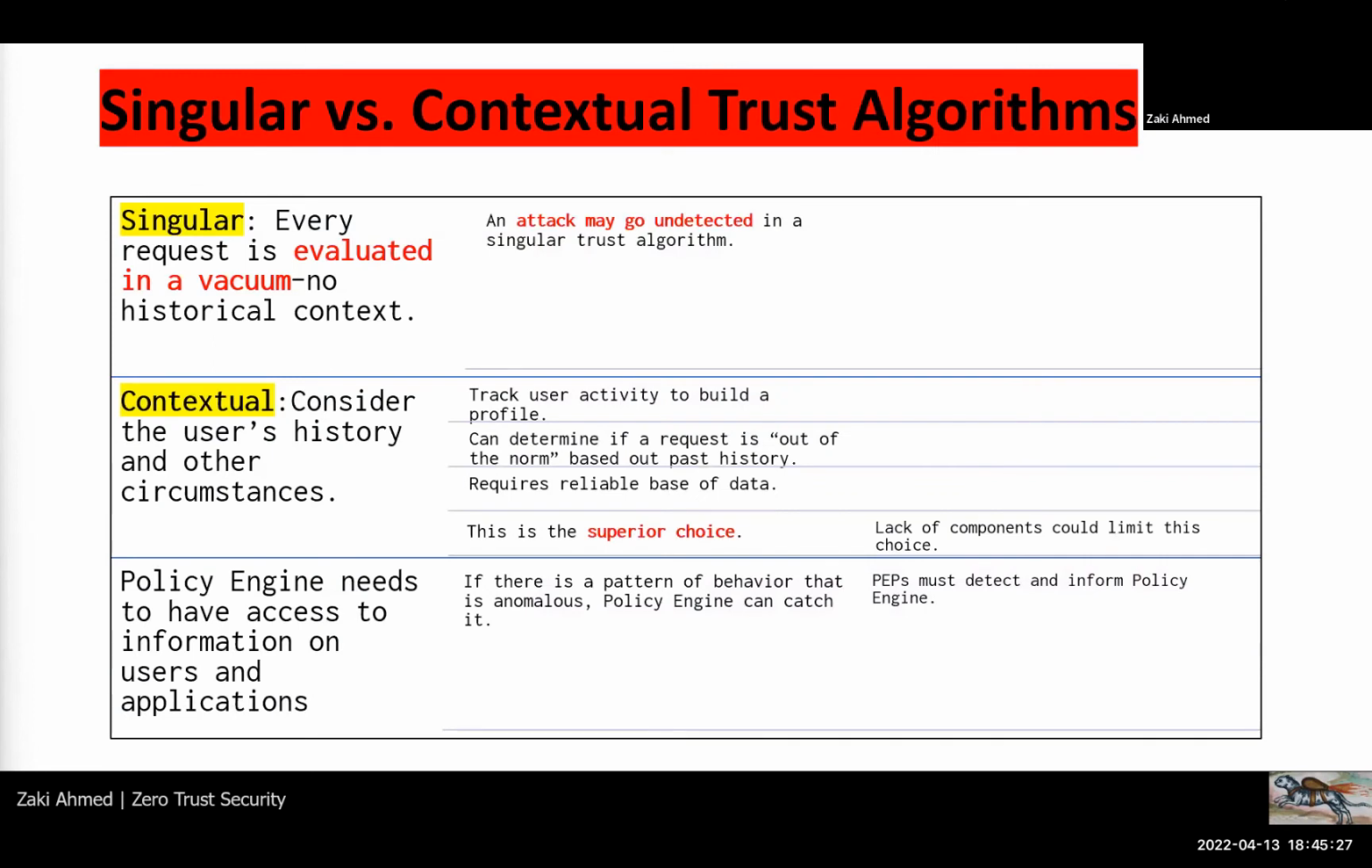And singular versus contextual TA. A singular TA treats each request individually and does not take the subject's history into consideration when making its evaluation. This can allow faster evaluation, but there is a risk that an attack can go undetected. A contextual TA takes the subject's or network agent's recent history into consideration when evaluating access requests. A contextual TA is a superior choice, and the policy engine needs to have access to information on users and applications. A policy enforcement point must detect and inform policy engines if there's anything unusual.